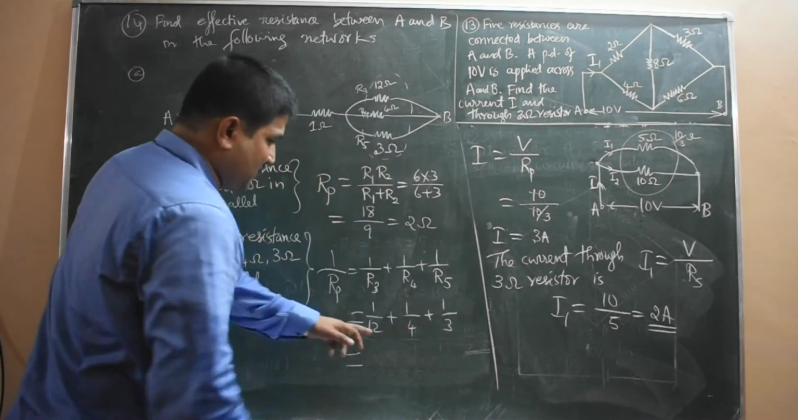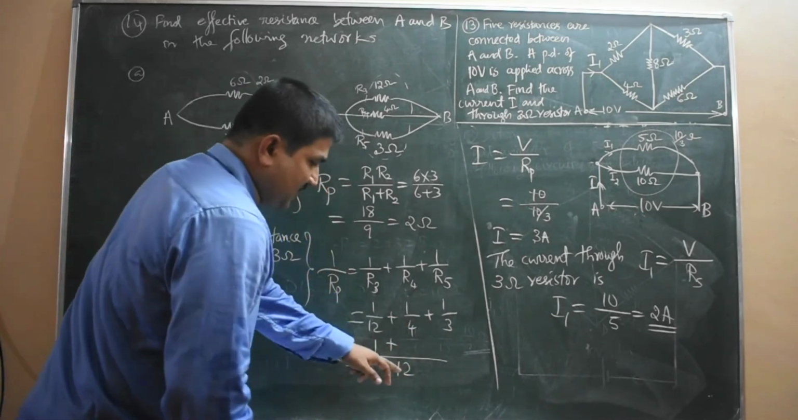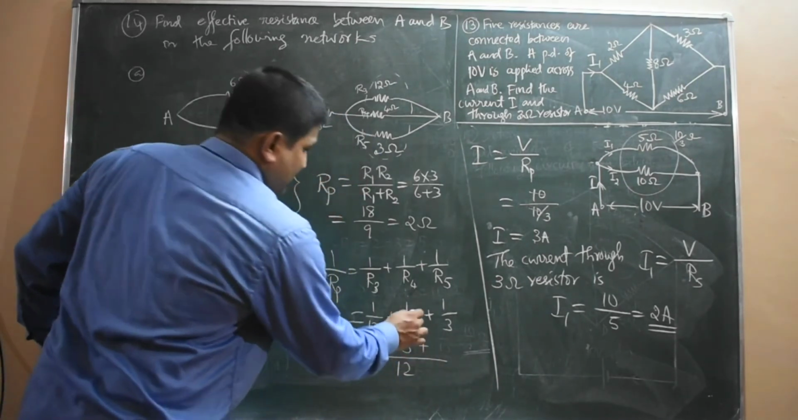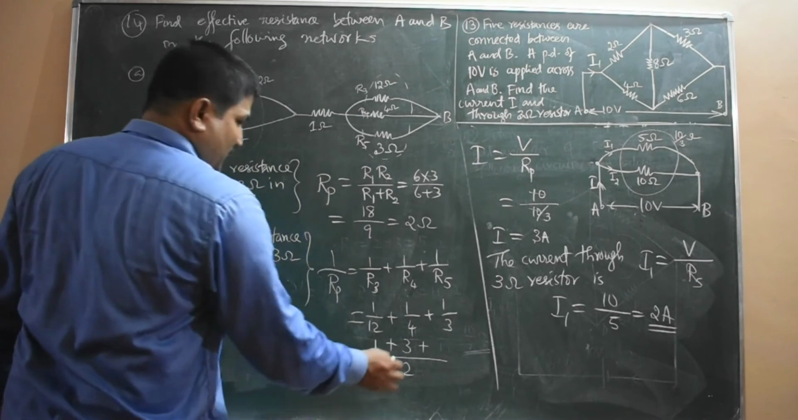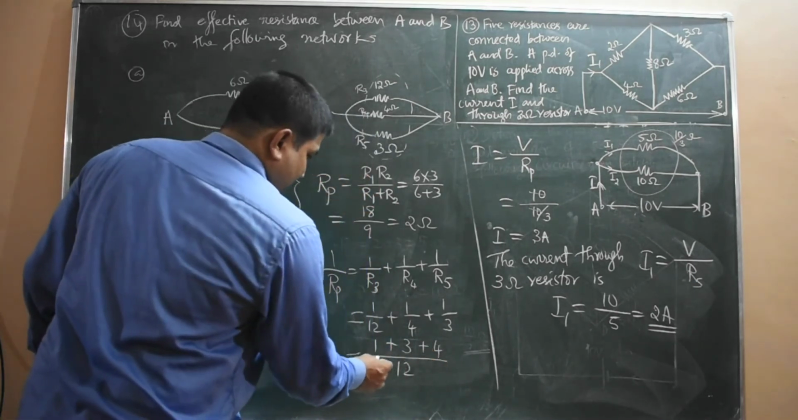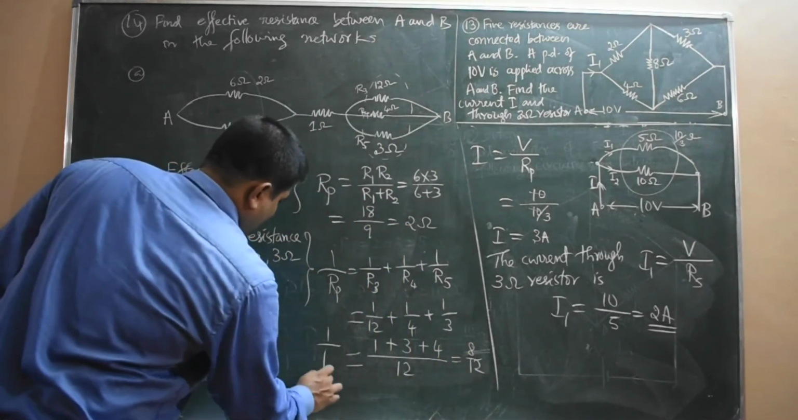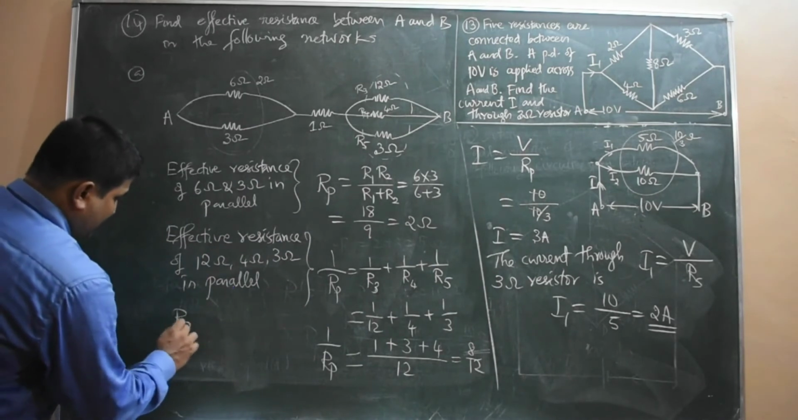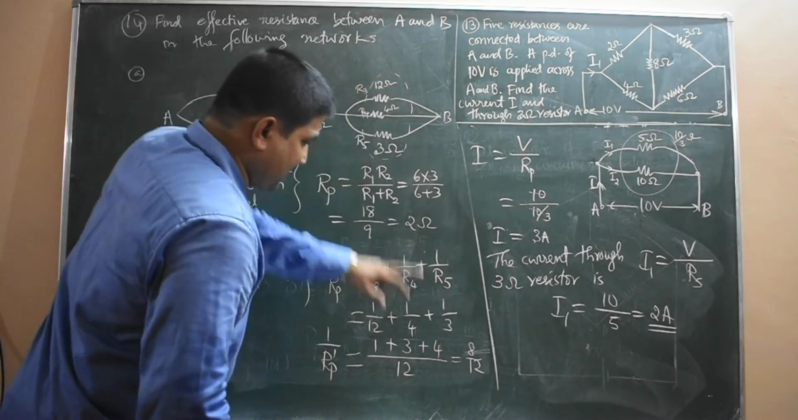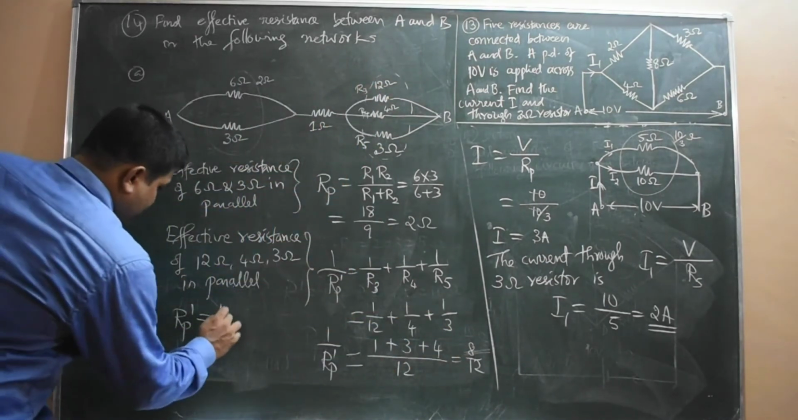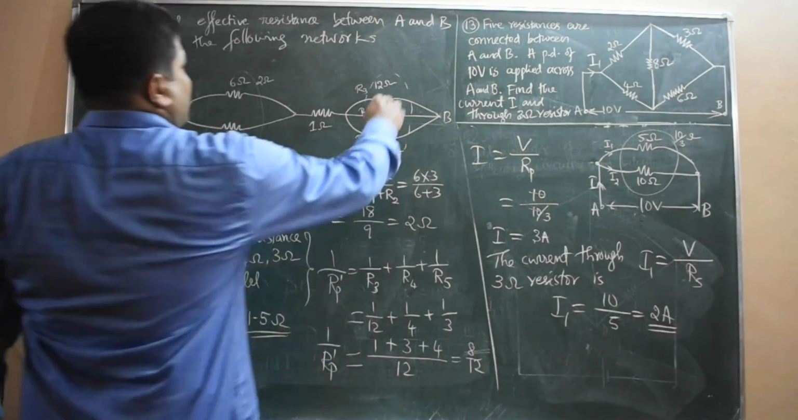Now LCM for 12, 4 and 3 is 12. Numerator is 1 plus, 12 by 4 is 3, 3 into 1 is 3. Next 12 by 3 is 4, 4 into 1 is 4. So then it is 1 plus 3 plus 4, that is 8 by 12. So this is the value of 1 by Rp. Therefore Rp dash I take. So Rp dash value, this effective value, is the reciprocal, that is 12 by 8. 12 by 8 is 1.5 ohm. This we got, 1.5 ohm.